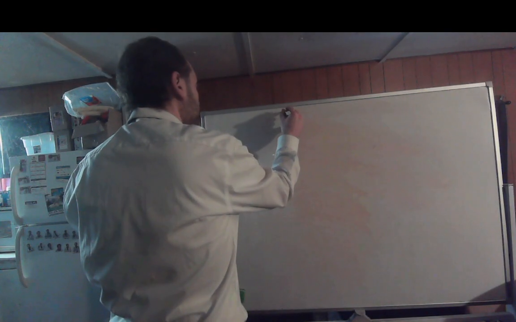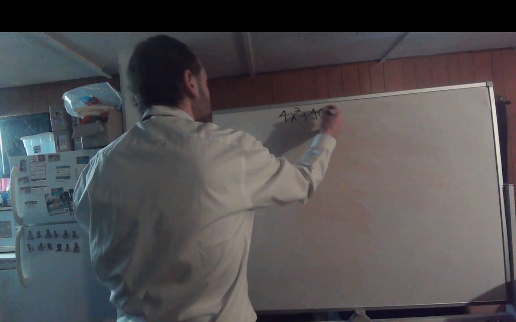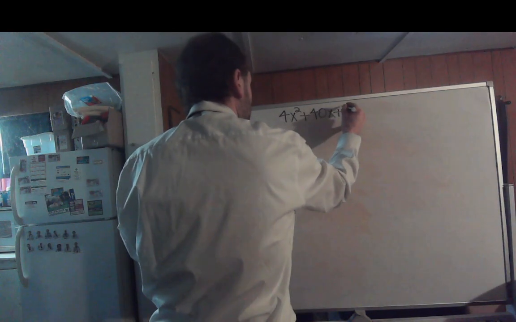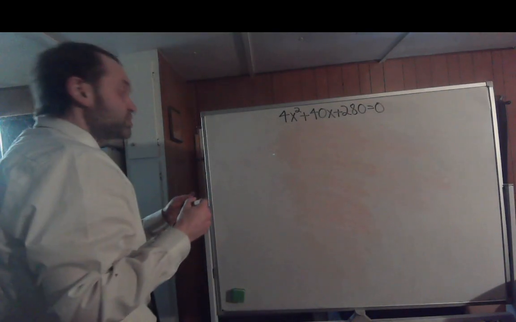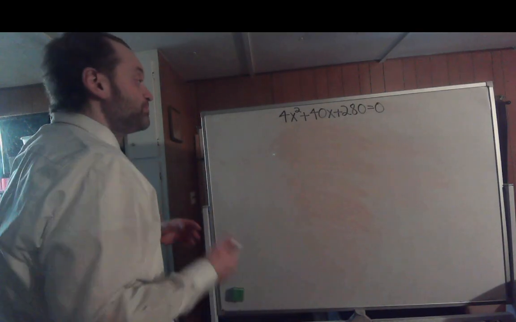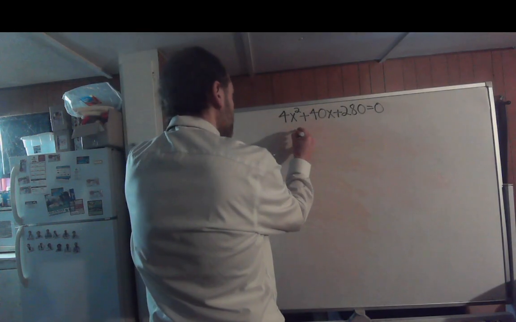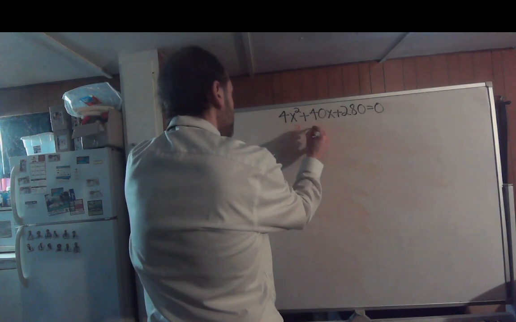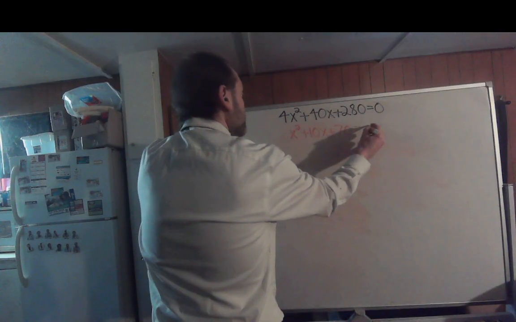Alright, let's see. 4x squared plus 40x plus 280 is equal to 0. So we have 4x squared plus 40x plus 280 equals 0. Well, the coefficient on x squared is 4, and we need to make it a 1, so divide everything by 4. This will turn into x squared plus 10x plus 70 would equal 0.